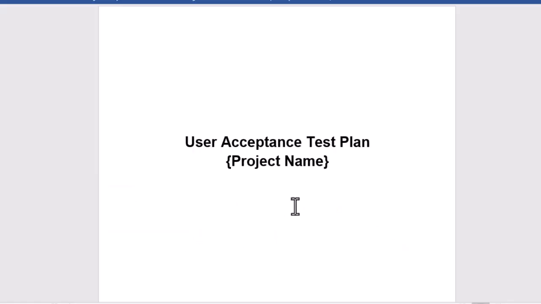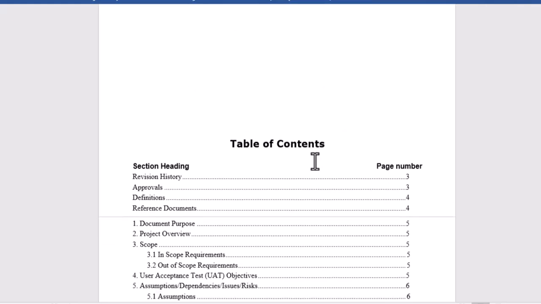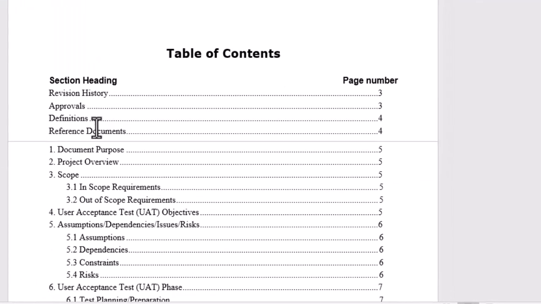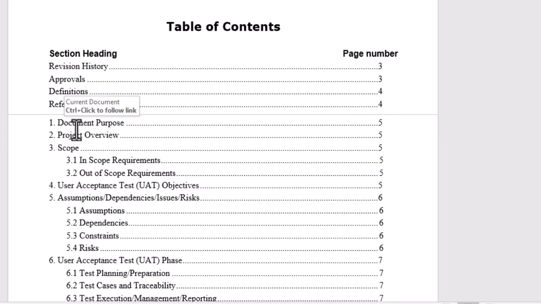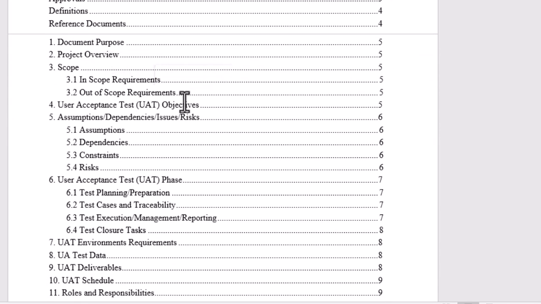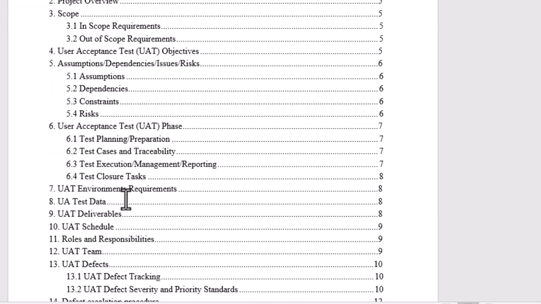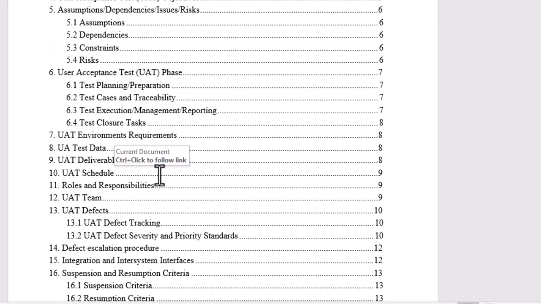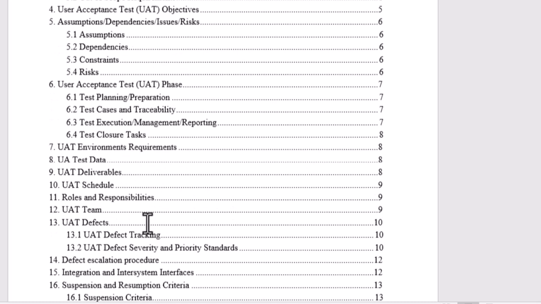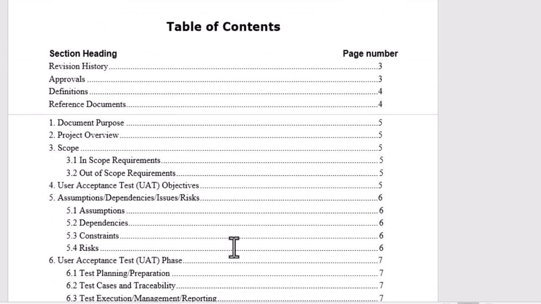First, this is the document, you have to put the project name, and then of course it has a table of contents, so you have to put all the section headings here. What's the purpose of the document, what's the project overview, what is in scope, out of scope requirements, and how are we going to test this, what are the test cases, and what's the test data, and when are we going to test this, what are the defects we have found in UAT, and how can we fix the defects. So all this will be in this table of contents.